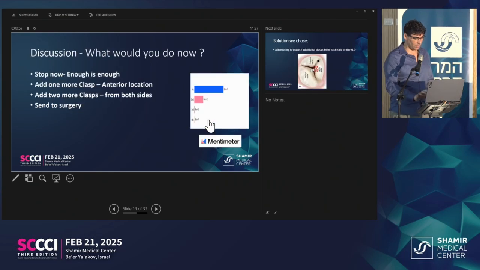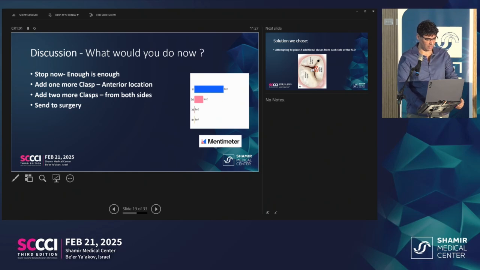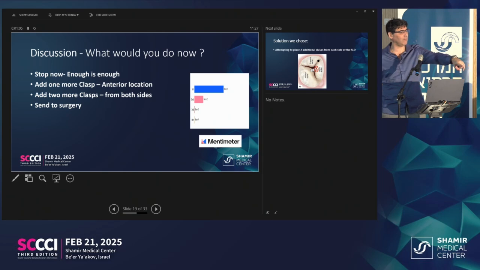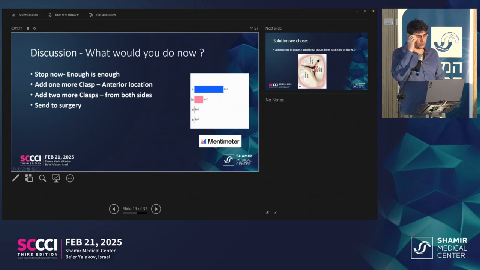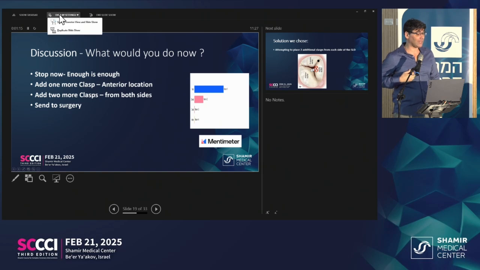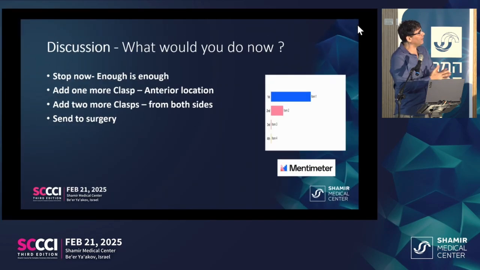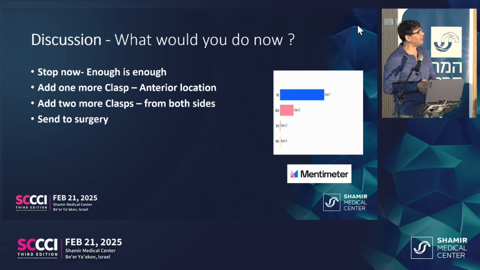And the question is what to do exactly. So what should we do? Stop now because enough is enough. Add one more clasp to help stabilize it. Add two more clasps from both sides to stabilize it even further, or send to surgery.